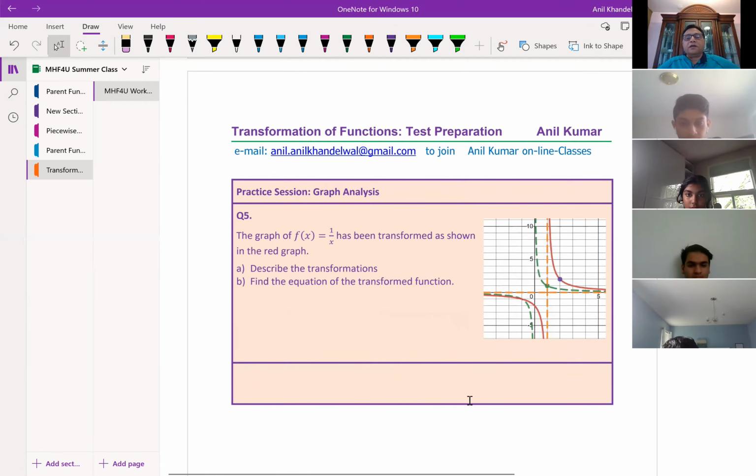Now, Mohammed, please read this question. The graph of f of x equals 1 over x has been transformed as shown in the red graph. A. Describe the transformations, and B. Find the equation of the transformed function. Tell me, is there any reflection?